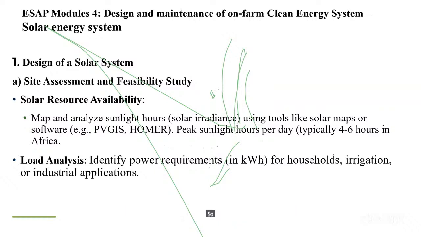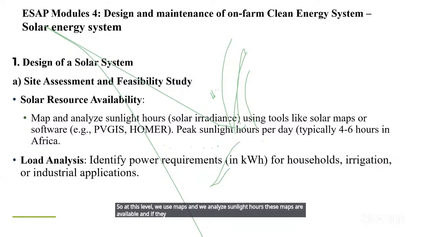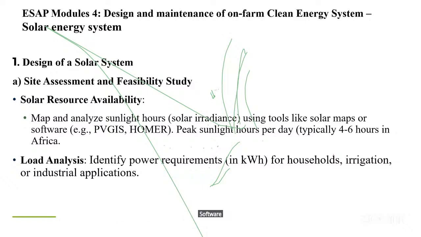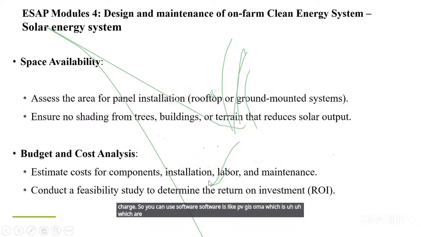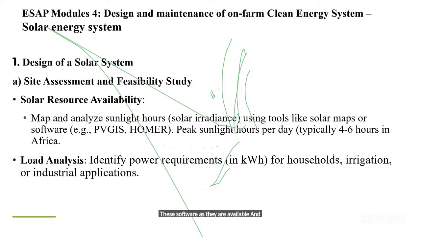So at this level, we use maps and we analyze sunlight hours. These maps are available, and if they are not available, you can make them using software like GIS. GIS can help you to make a map of solar irradiation from data obtained on meteorological websites. And these data are free of charge. So you can use software like PVGIS, which is available, and you can make use of it.